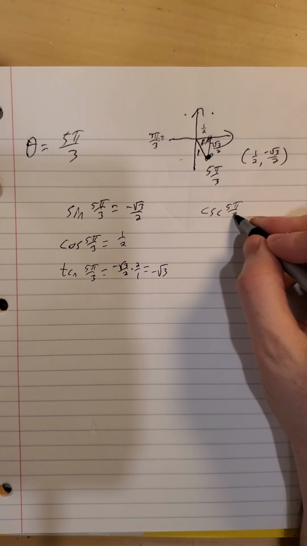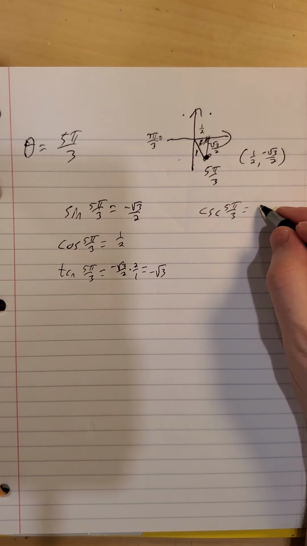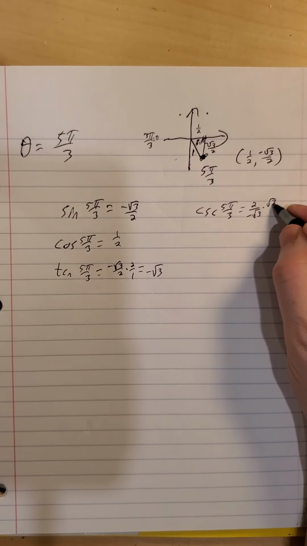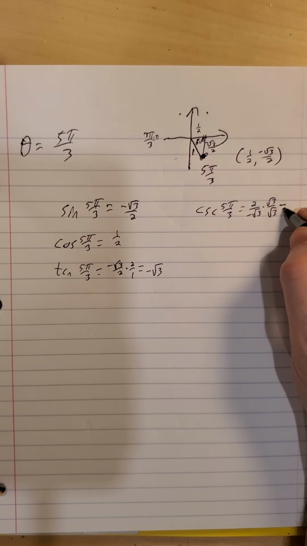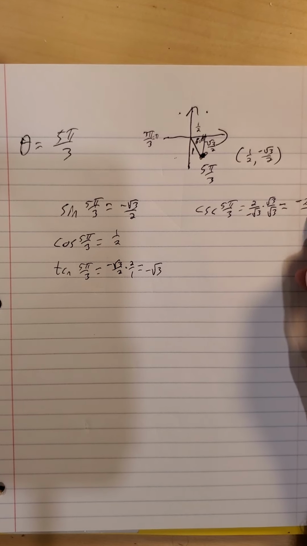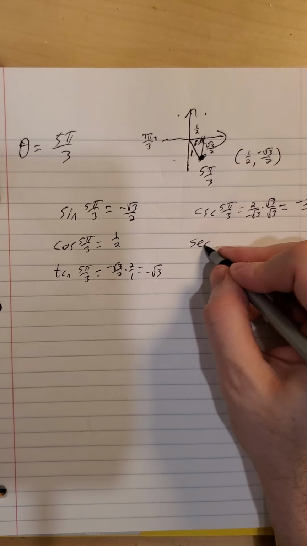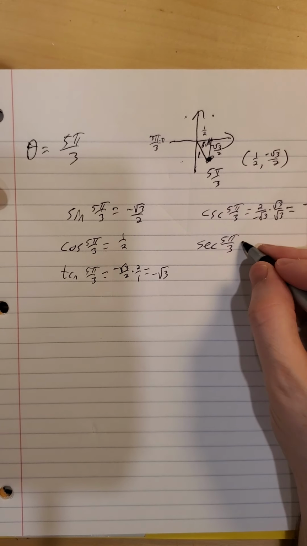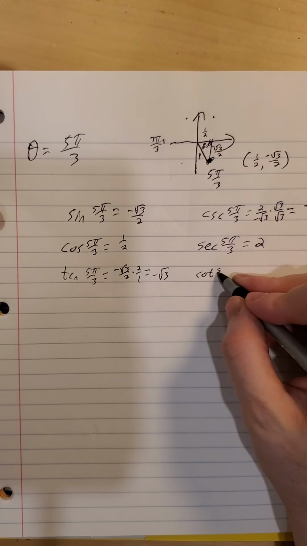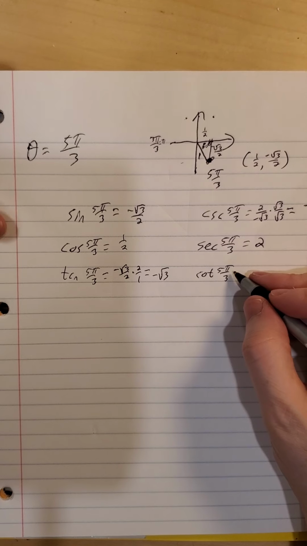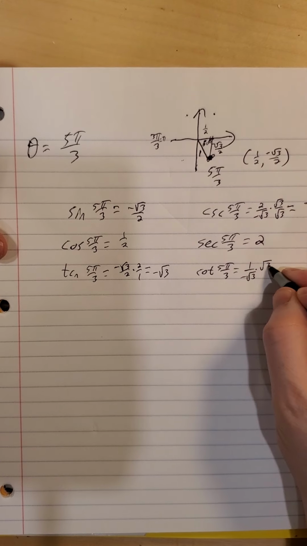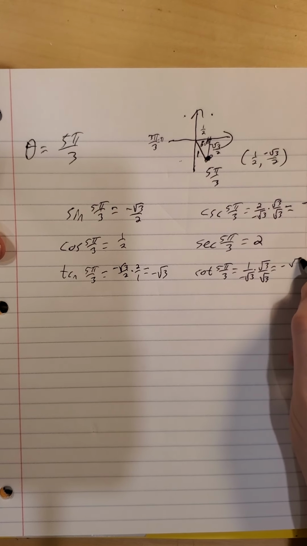Cosecant 5 pi over 3, 2 over negative root 3, and rationalize. So that would still be negative, and then 2 root 3 over 3. Secant of 5 pi over 3, reciprocal of 1/2 is 2, and cotangent 5 pi over 3, reciprocal of the tangent, so 1 over negative root 3, and rationalize. So negative root 3 over 3.